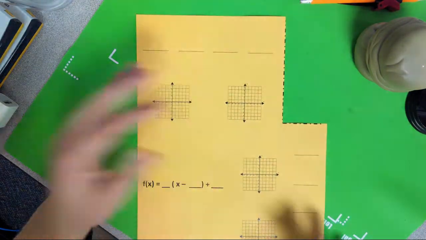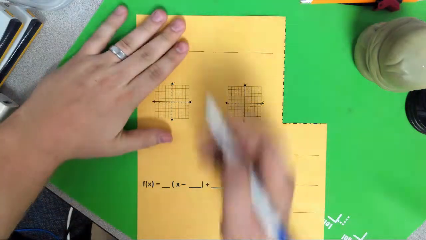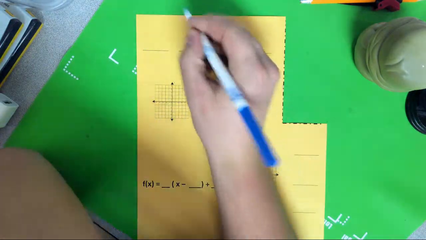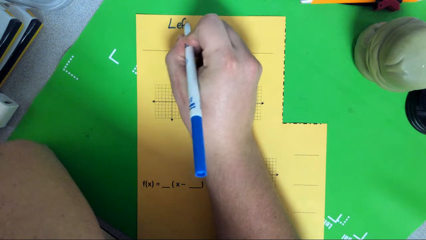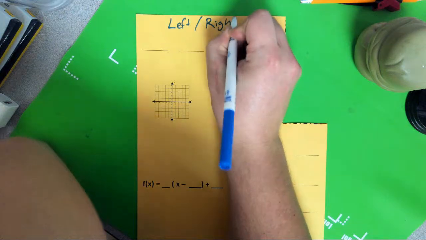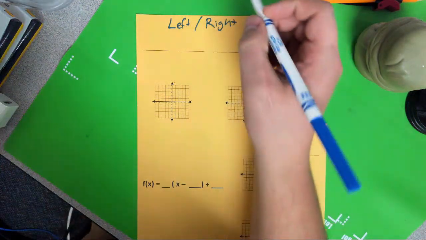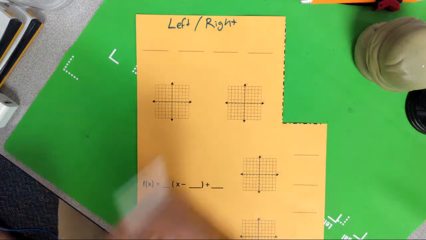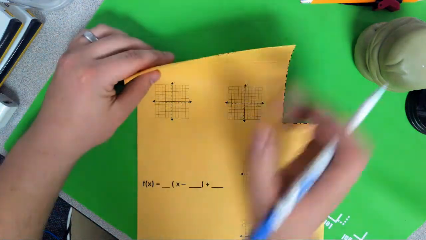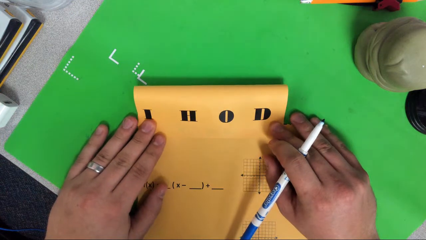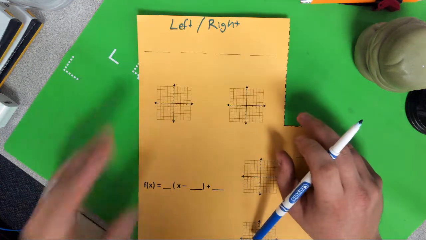Let's start with our IHOD. Now, IHOD right here, what we're talking about here is shifts left and right. So we'll make that clear here. We're going left and or right here. Now, this acronym we have here, IHOD, it's an acronym.